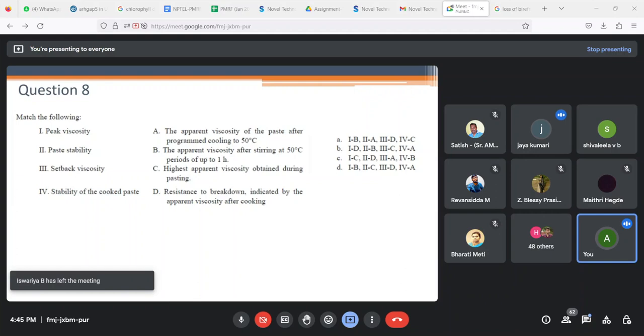So moving to question 8. Following: peak viscosity, paste stability, setback viscosity, and stability of the cooked paste. Are these terms that you're familiar with? Have you gone through the lecture?